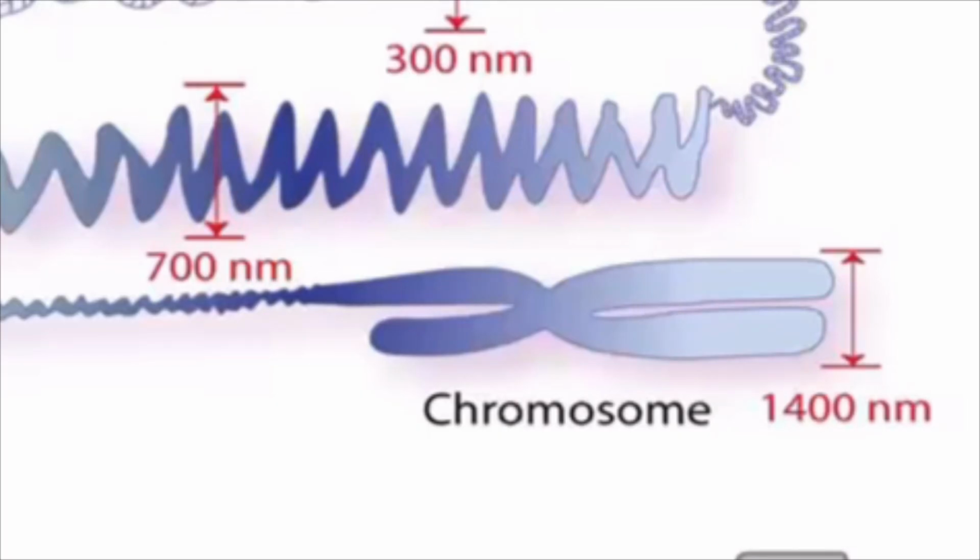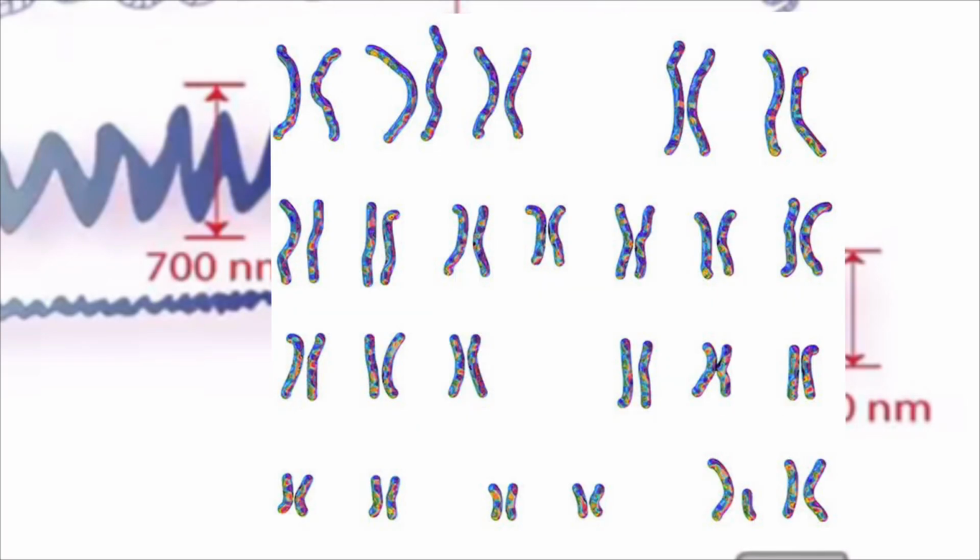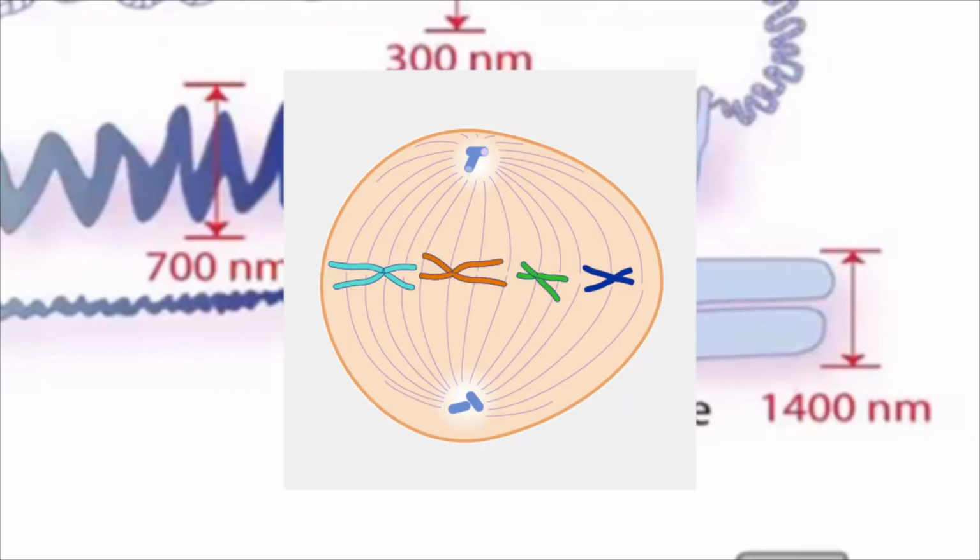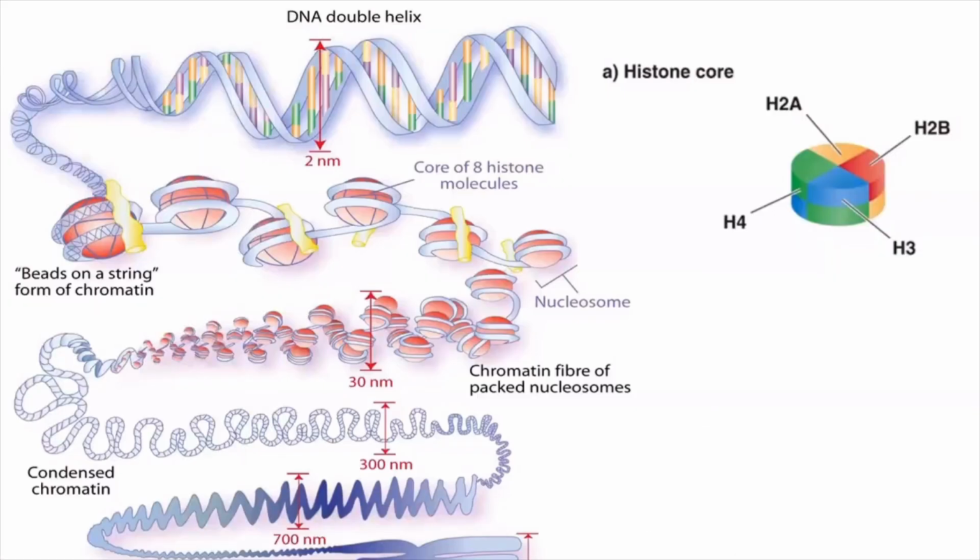And this is what we're used to seeing whenever we're looking at things like karyotyping or the cell cycle, where we see a cell with all the chromosomes lining up. This is what you've probably seen in the past. Now, this interaction between DNA and histones, or DNA and protein, plays a major role in epigenetics.